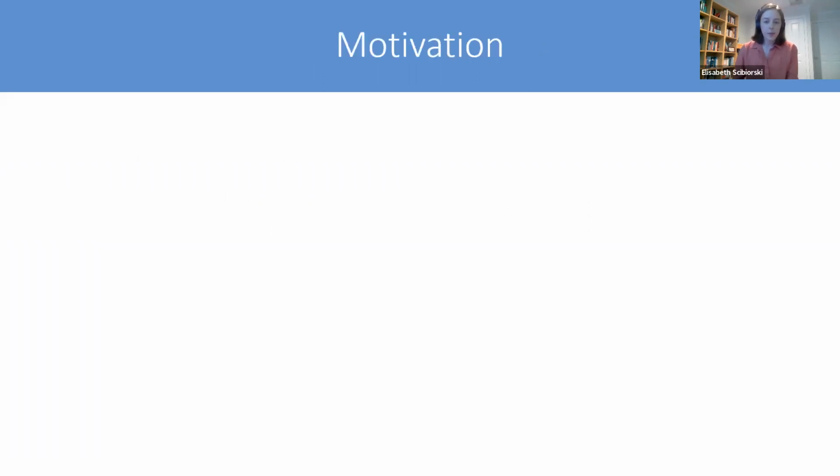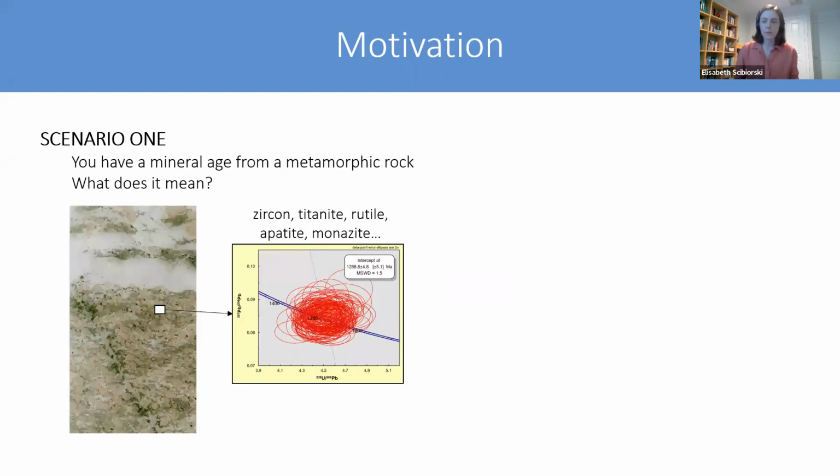Okay, so let's start with a couple of hypothetical scenarios that provide the motivation for this work. So imagine that you've got a mineral age from a metamorphic rock. It could be almost any accessory mineral. So zircon, titanite, rutile, apatite. We can date all kinds of things these days. So you've dated your mineral and you get a number. But what does that age actually mean? And how does that relate to the metamorphic history of the rock?